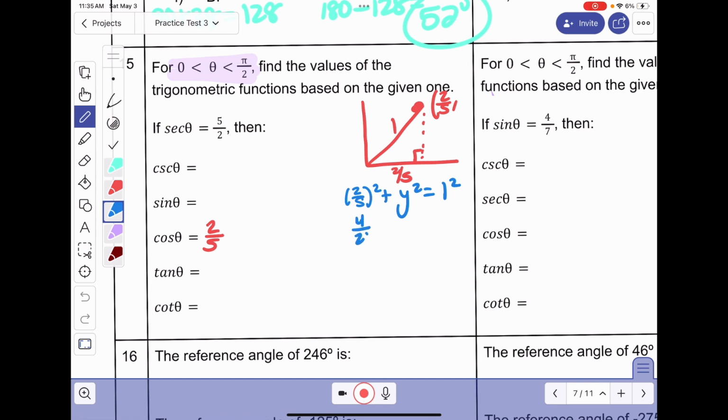2 times 2 is 4. 5 times 5 is 25. 1 times 1 is 1. Subtract that from both sides, and we get 21 over 25. Take the square root of that, and we get the square root of 21 over 5. That becomes our y-coordinate, which is also our sine.